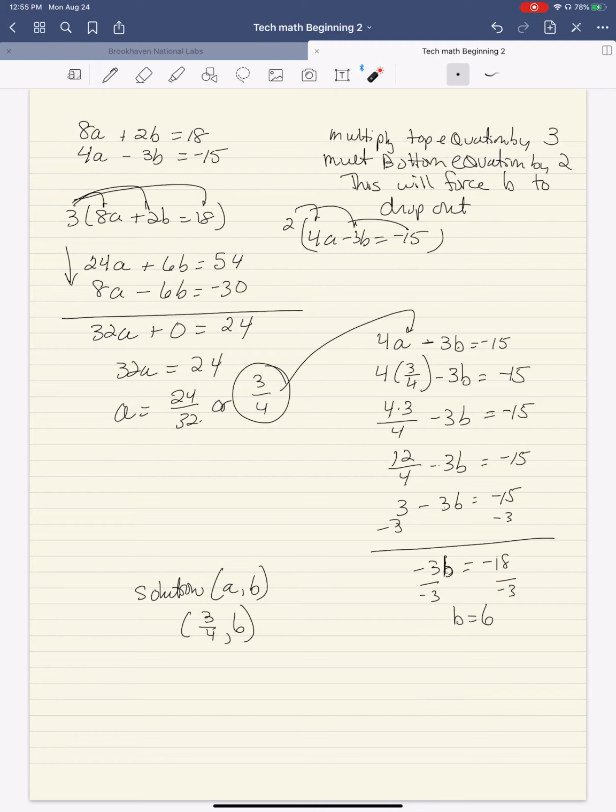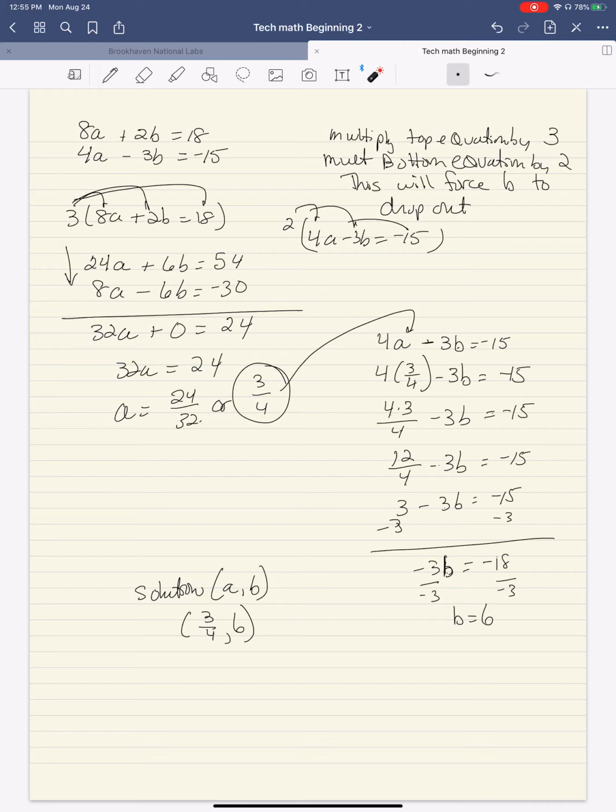This is my second equation here multiplied by 2. So 2 times 4 is 8a. 2 times the negative 3b is negative 6b. 2 times negative 15 is negative 30. Now I'm going to add them vertically. So 24 plus 8 is 32. Notice my b's drop out. 54 take away 30 is 24. So I have 32a equals 24. Divide by 32, so I get a is 24/32, or simplifying it, a is 3/4.